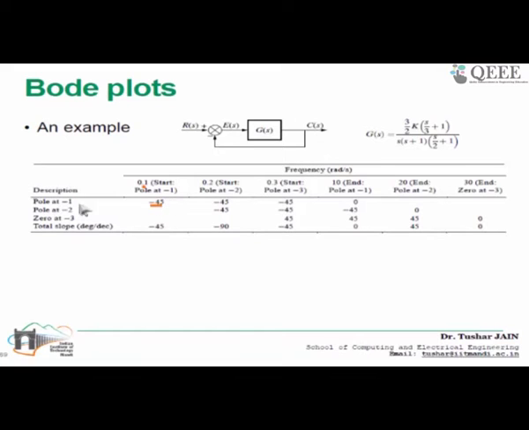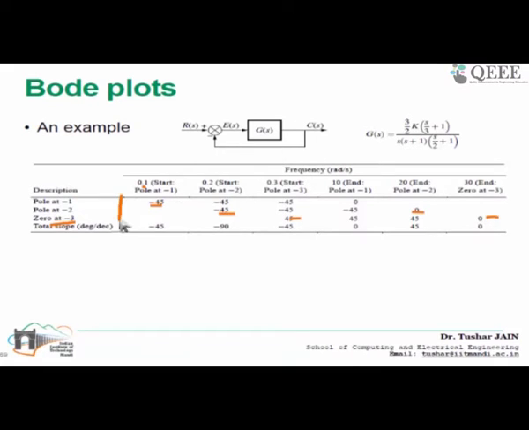So the pole at minus 1 starts at 0.1. It will contribute minus 45 degrees of slope, continuing until its end at 10, that is, a frequency of 10 radians per second. Similarly, the pole at minus 2 starts at this point and ends at this point. The zero at minus 3 will have a contribution of positive 45 degrees, starting from this one and finishing at 30 radians per second.